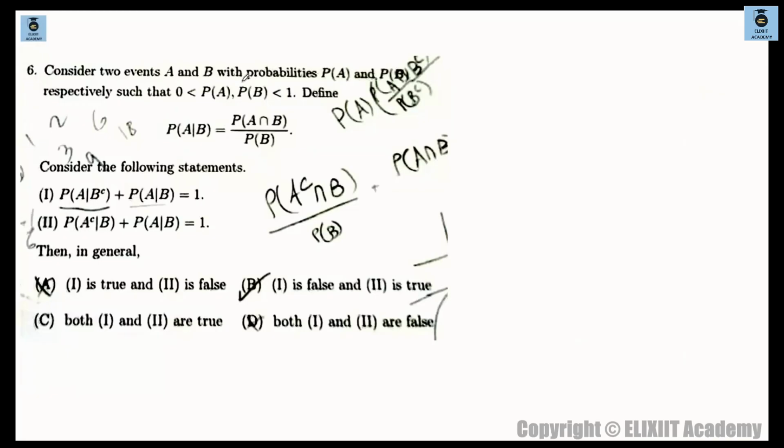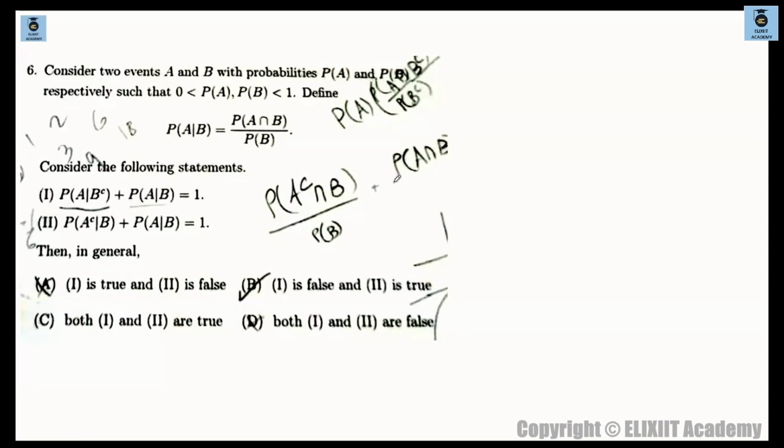Consider the two events A and B with probabilities P of A and P of B respectively, such that both P of A and P of B lie in between 0 and 1. So define P of A given B to be this. It's a well-known thing. So consider the following statements. We have to state which one is true and which one is false.